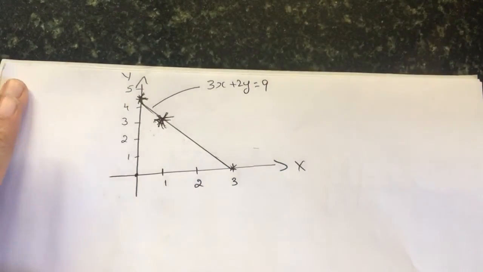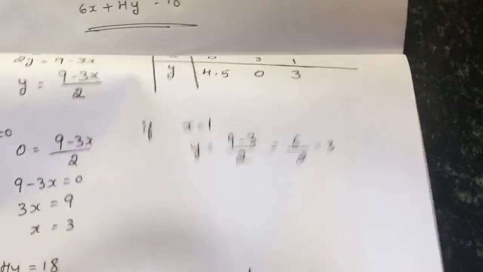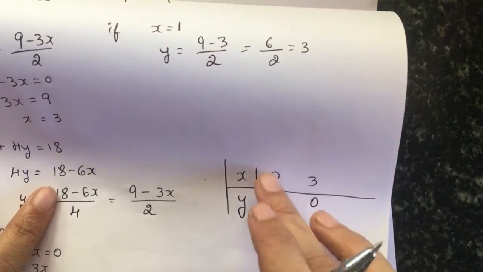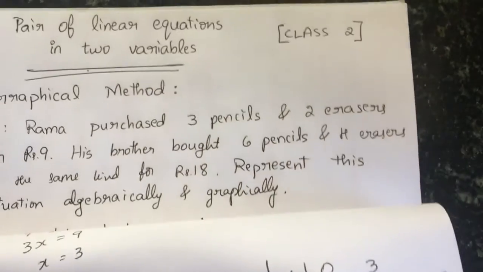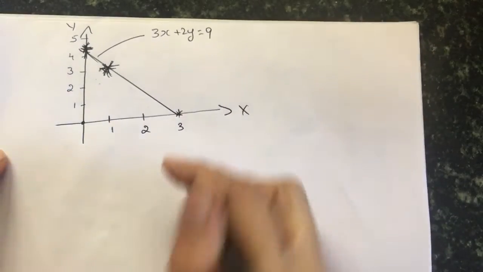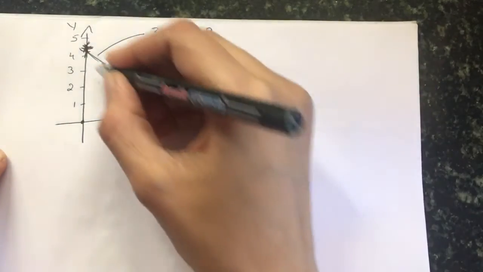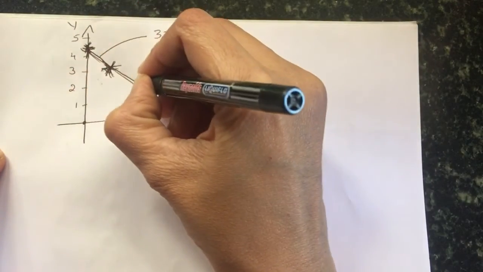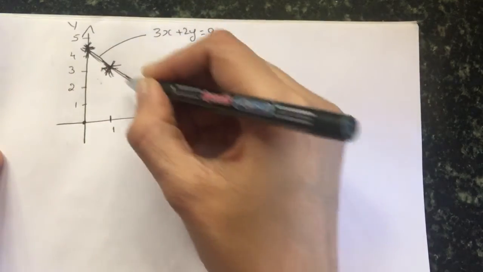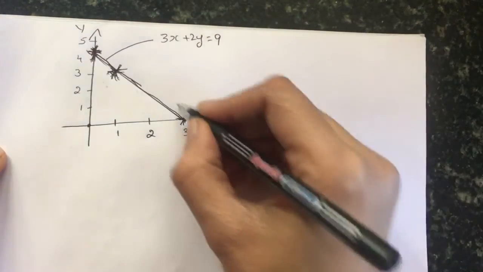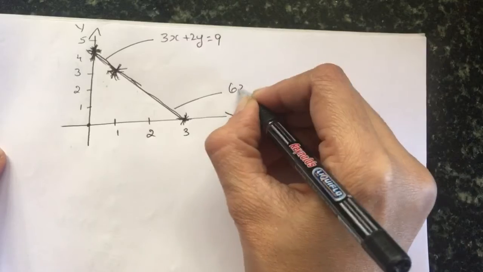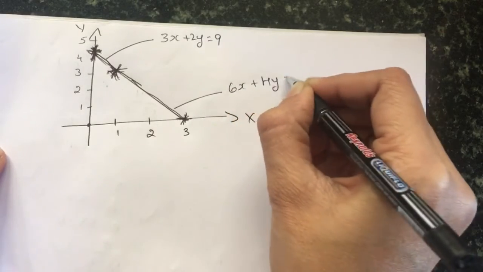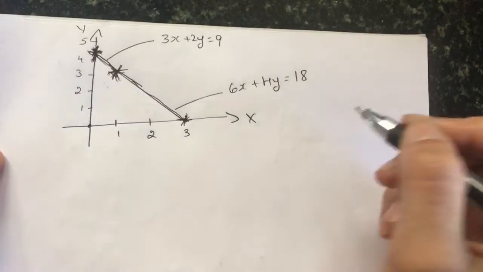Now I have to plot the second points. That is second set of points. It's when x is 0, again y value is 4.5, the same thing. And when x is 3, value of y is 0. So these two are the same points which satisfy. So this is the same line representing the equation 6x plus 4y equal to 18.